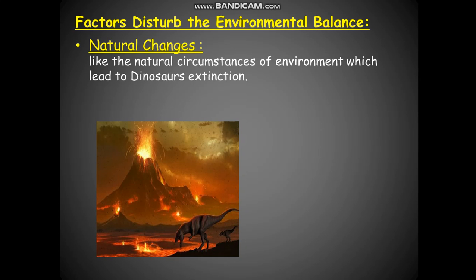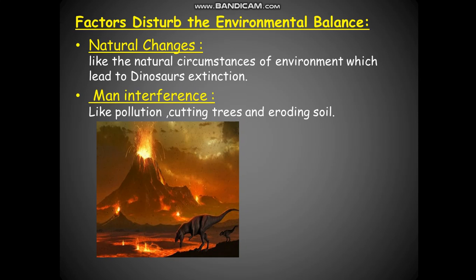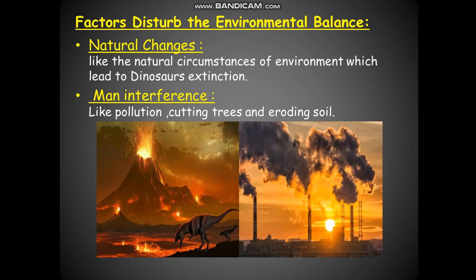Okay, and the second factor which disturbs the environmental balance and causes imbalance is man's interference. Man can interfere with the ecosystem around him through things like pollution, cutting trees, or eroding soil.